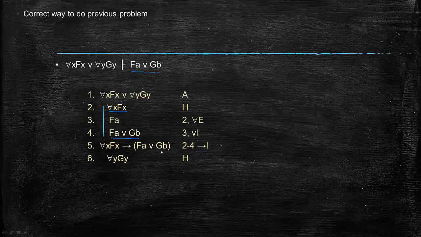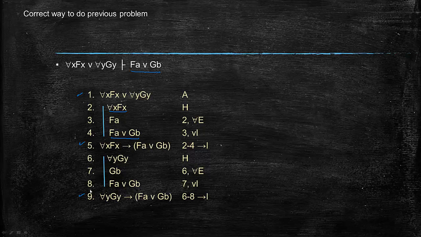Repeat the process with for all y, gy, and it looks exactly the same, right? So now we have 1, 5, and 9, and our good old rule of OR elimination allows us to conclude FA or GB. Why? Because we've shown if for all x, fx, then FA or GB, and if for all y, gy, then FA or GB. So we've demonstrated that FA or GB follows from both of these independently, which is what the rule of OR elimination does.